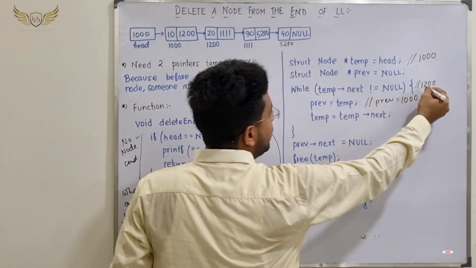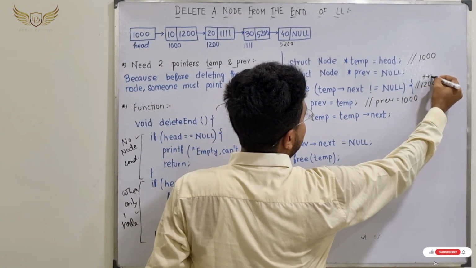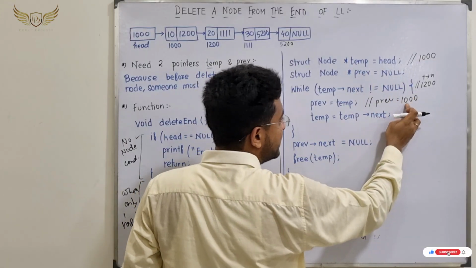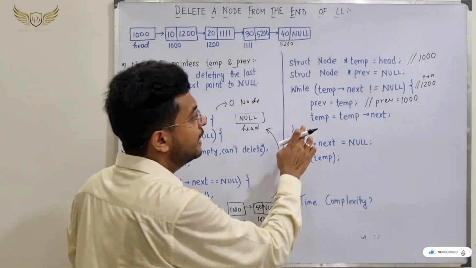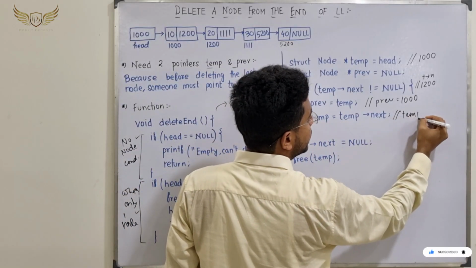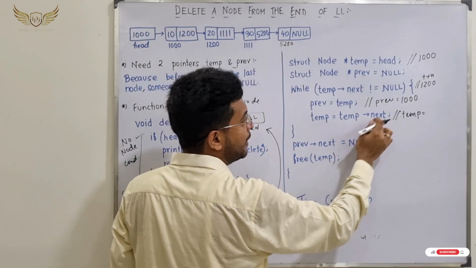This value is nothing but temp arrow next. And what is the value of temp? So far the temp was 1000. So prev is becoming 1000. Now see the next line. Temp becomes temp arrow next. What is the value of temp arrow next? 1200.